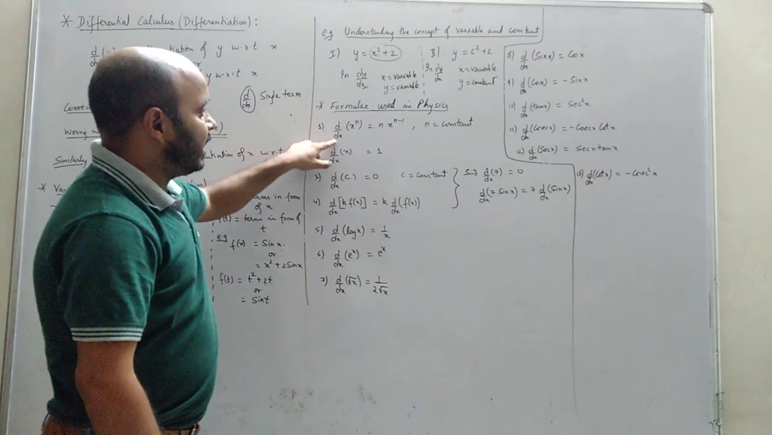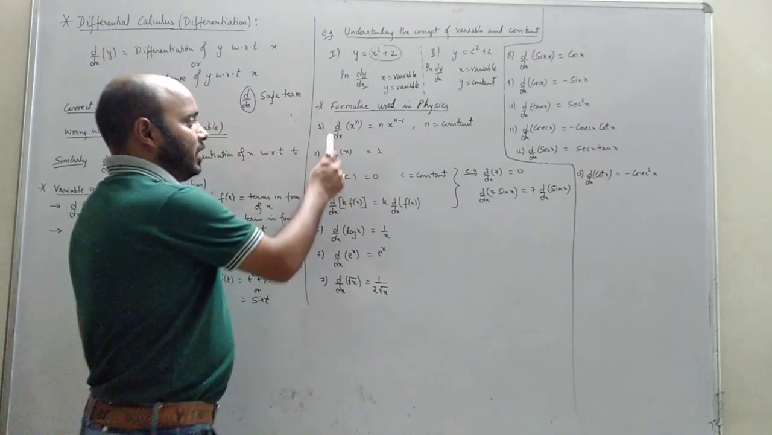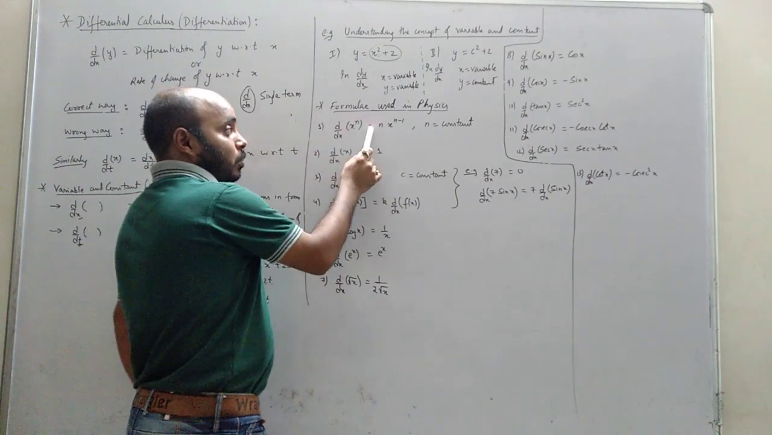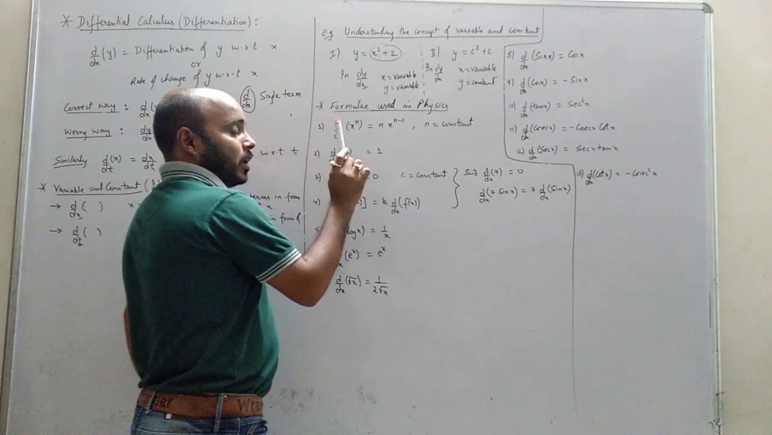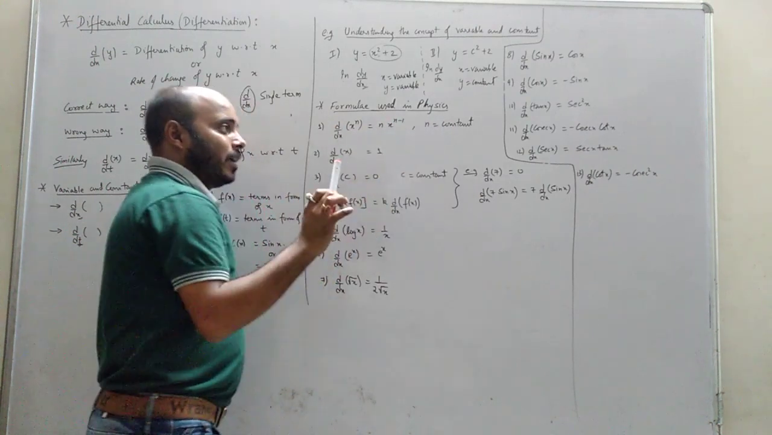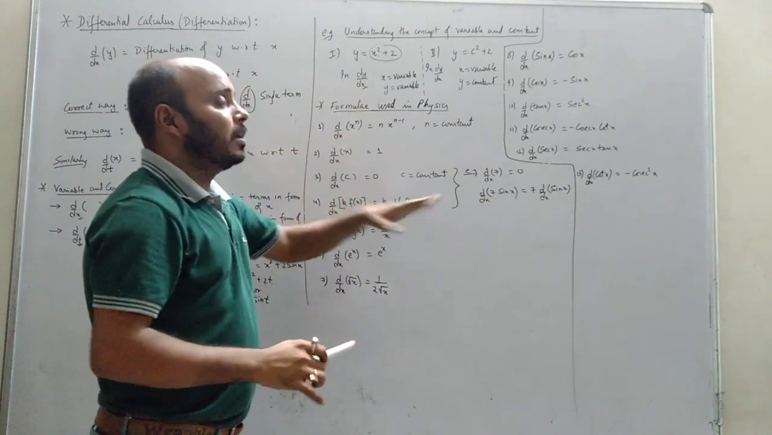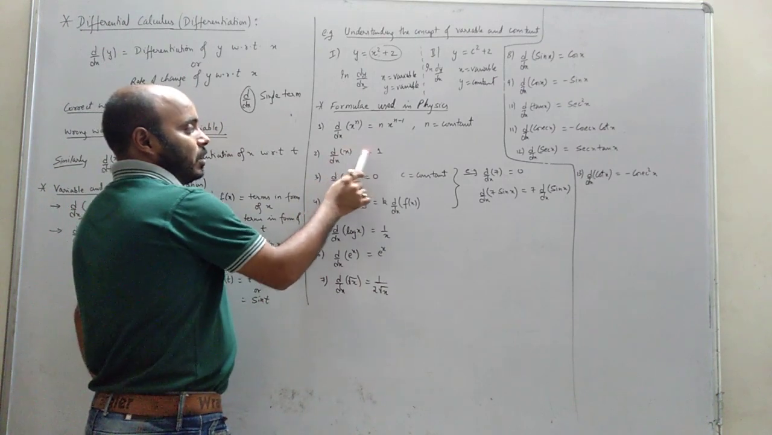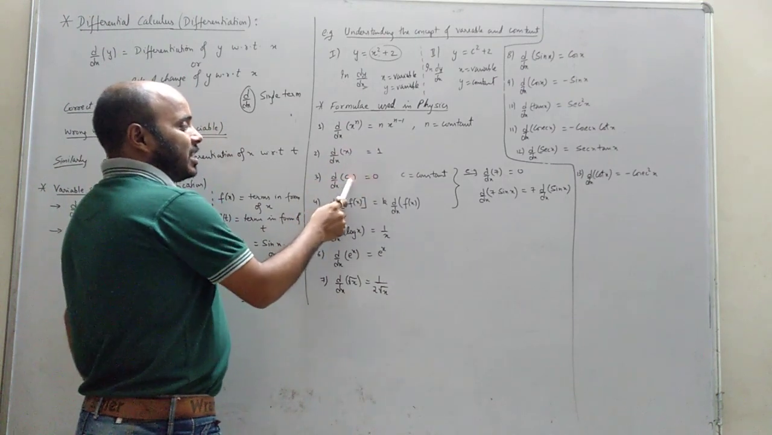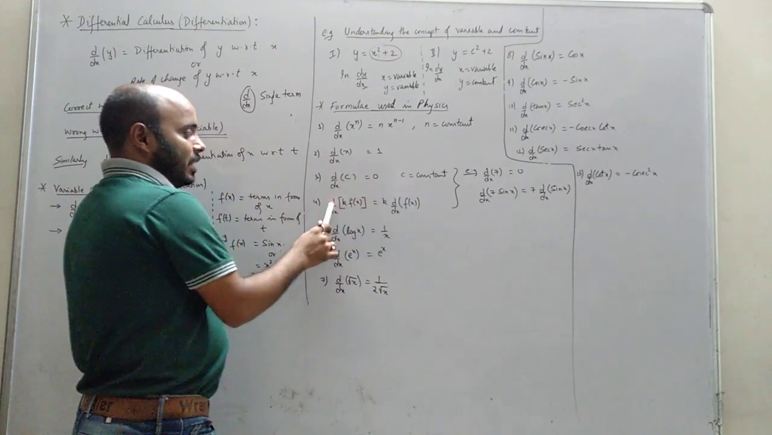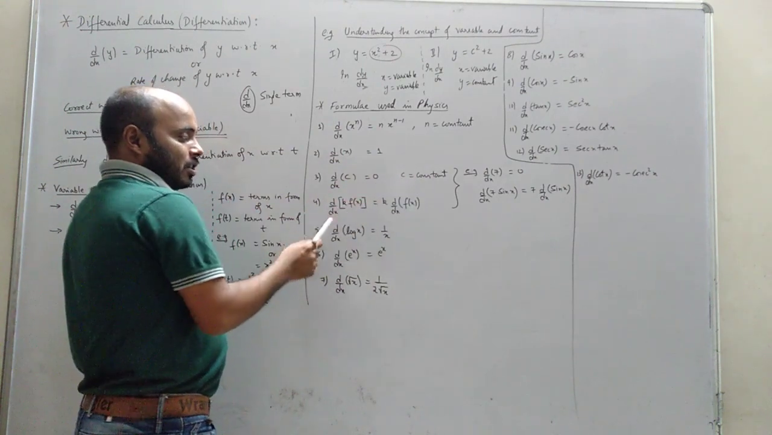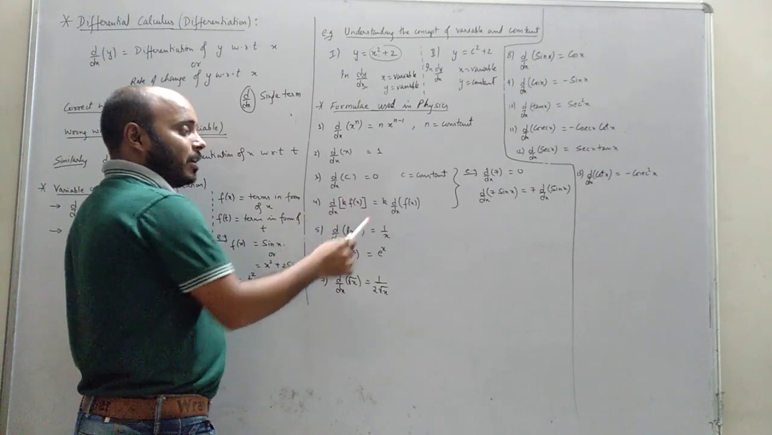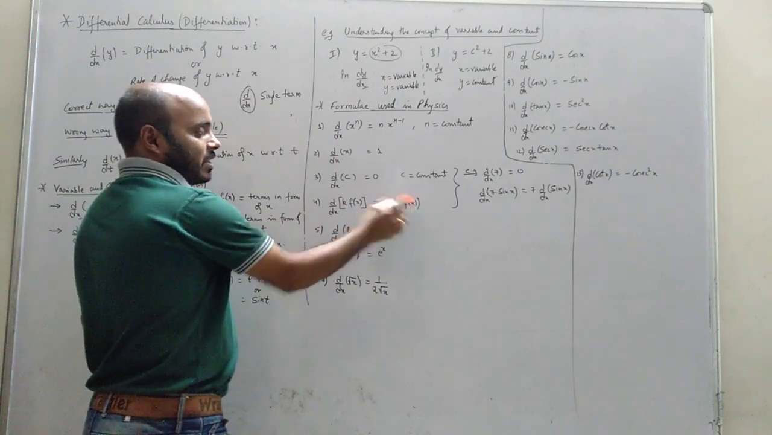Now see, d/dx of x to the power n equals n x to the power n minus 1, where n is constant. Okay, you write only this much so that you don't get any problem. How to apply, later on we will study. Similarly, second, d/dx of x equals 1. d/dx of c equals 0, where c is constant. d/dx of k into f of x. So we have x here, f of x, that means this is a variable. k is a constant here. Okay, so k will come out: k d/dx of f of x.